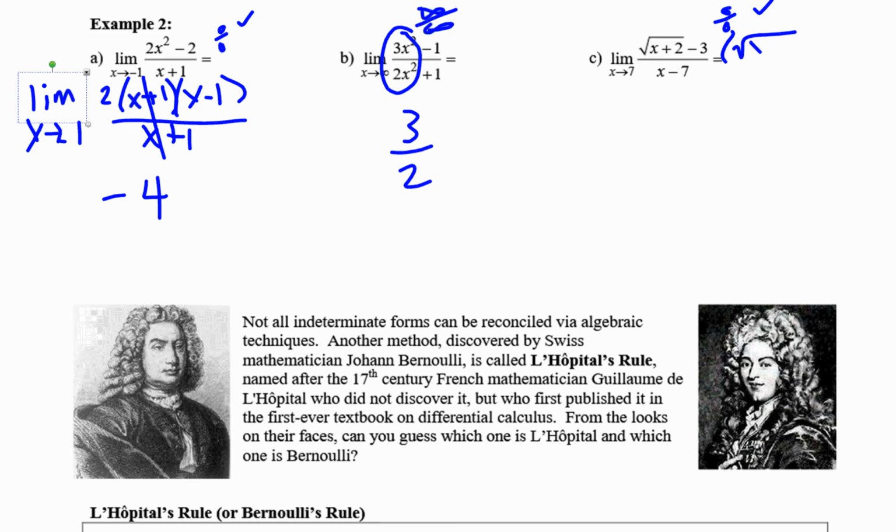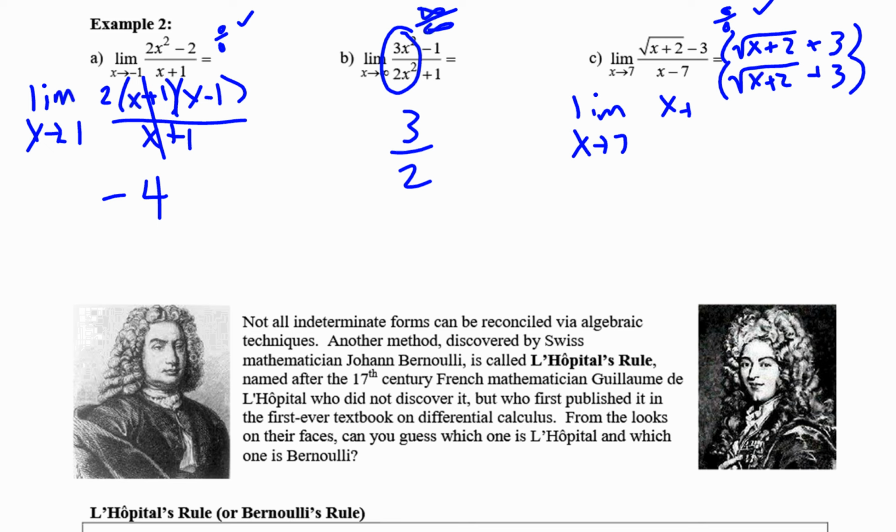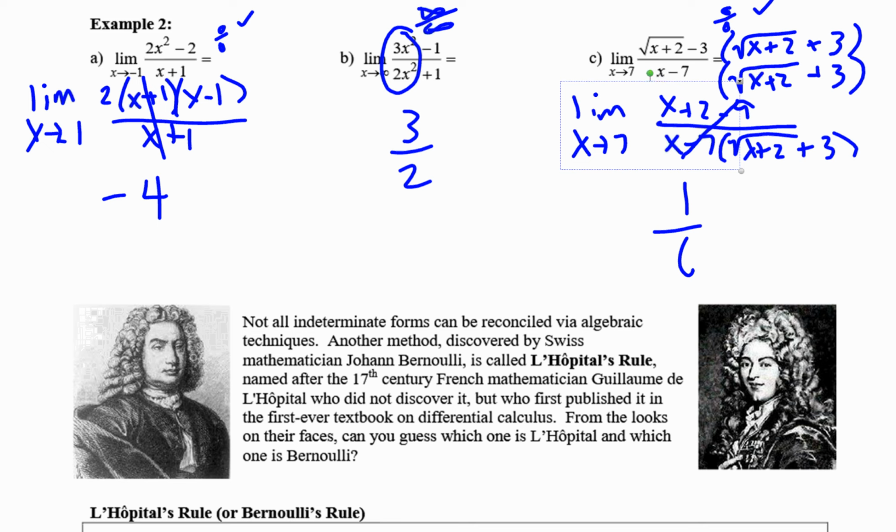And the something else in this case, we could multiply by the conjugate, because then in the numerator, we would get x plus 2 minus 9. And in the denominator, we get this. And in the top, we get x minus 7. The bottom's x minus 7. So we have 1 over the square root of x plus 2 plus 3. Now we evaluate it, so we get 1 over 6. So this is what we did before. We had a couple different methods: factoring, using growth rates, conjugate.